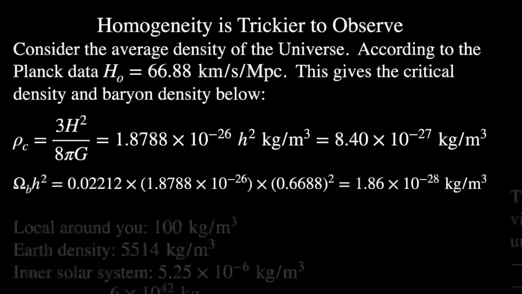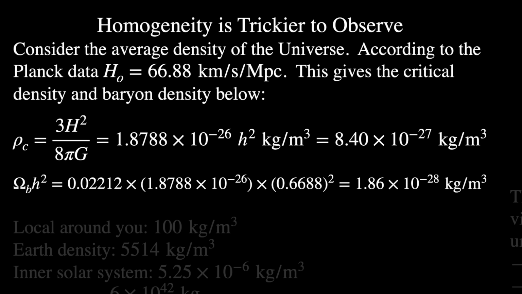Now let's take a look at homogeneity. Homogeneity is a lot trickier to observe, because homogeneity says it's the same wherever you're standing, right? So we can't really move 200 megaparsecs to the right or anything. That's really hard, so let's look at it from a slightly different perspective. Consider the average density of the universe. According to the Planck cosmic microwave background data, the Hubble constant today is about 66.88 kilometers per second per megaparsec. And that gives the critical density, meaning the difference between an open and a closed geometry universe, of approximately 8.4 times 10 to the minus 27th kilograms per cubic meter.